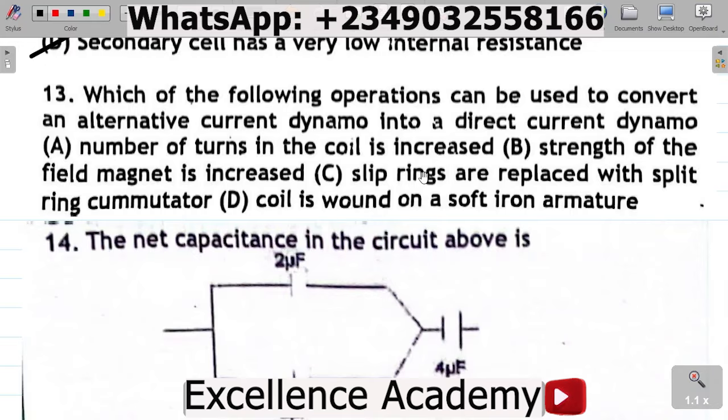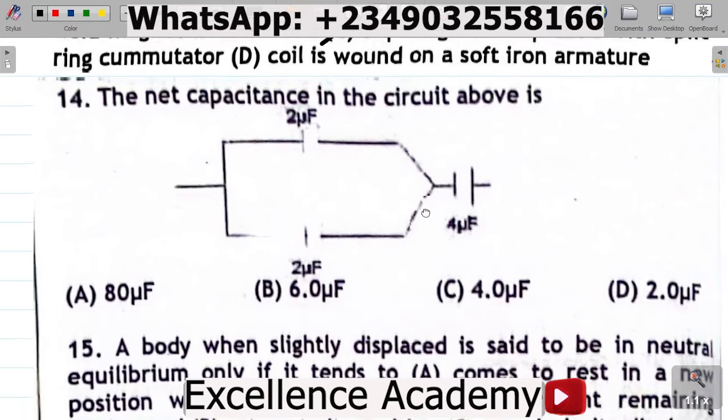This question is under DC generators. Here's something to note. A DC generator is one in which its current is allowed to flow in one direction, even though it may vary in value. Meanwhile, an AC generator can only be made to produce a DC by replacing two slip rings with a single split ring or commutator. So the answer here would be option C. The slip rings are replaced with split ring commutator. That is the correct option.